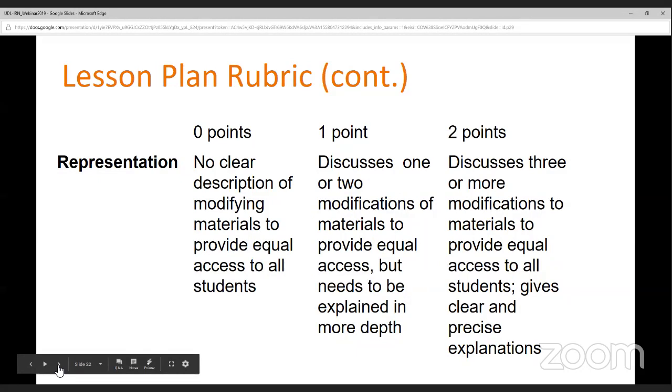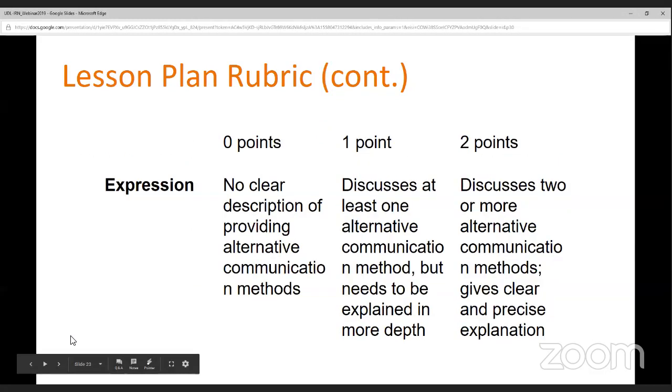And this is an example for multiple means of representation. And they are worded sort of similarly. And then this is an example of multiple means of action and expression.